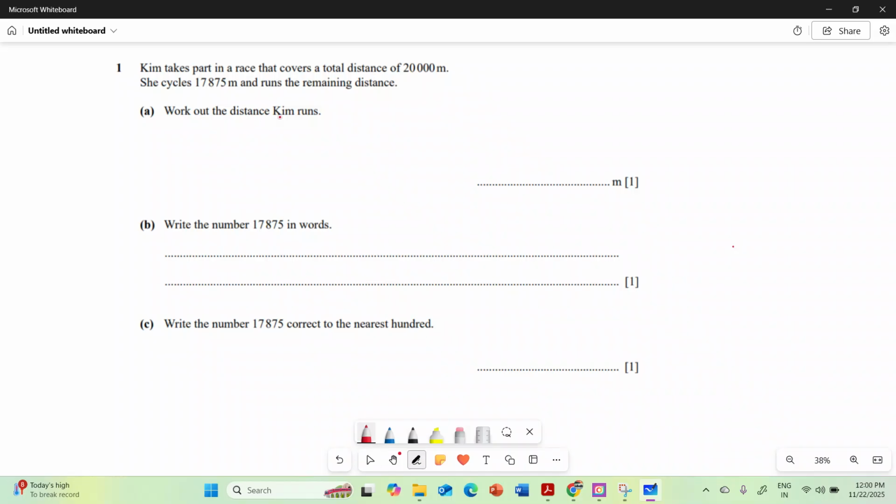So here we have total distance is 20,000, and this much distance is covered by the cycle. So if I subtract this one, here I have 5 and 2, and here I have 1 and this is 2. So 2125 meters, this much distance she runs.